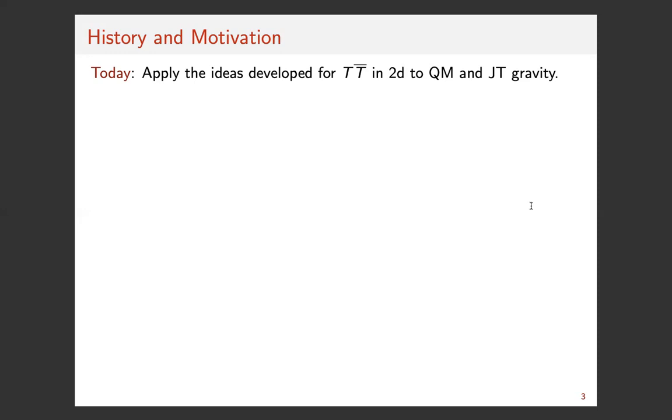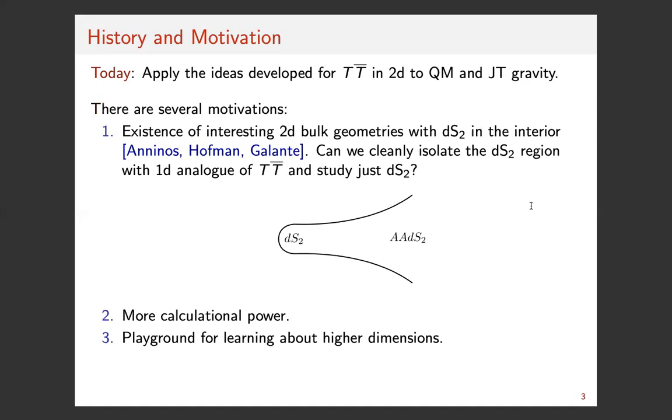There are a few motivations for doing this. I told you a little bit about a few motivations. One of them is that in two dimensions, there exist interesting bulk geometries, because I can consider a wide range of different dilaton gravities, so I can cook up various different spacetimes. The equation of motion for the dilaton is actually very simple. And one of them is where I have an asymptotically AdS2 region at some large radial distance, and then deep inside the interior of this geometry there's a piece of dS2, a static patch of de Sitter.